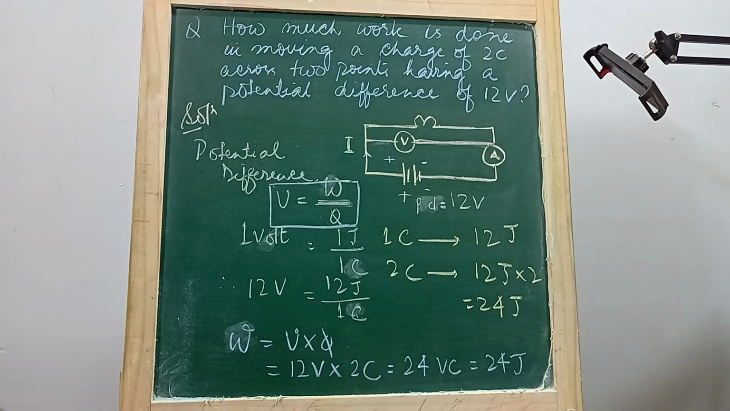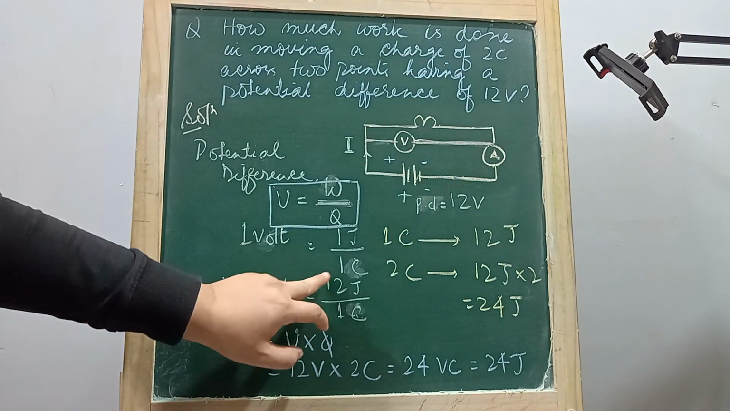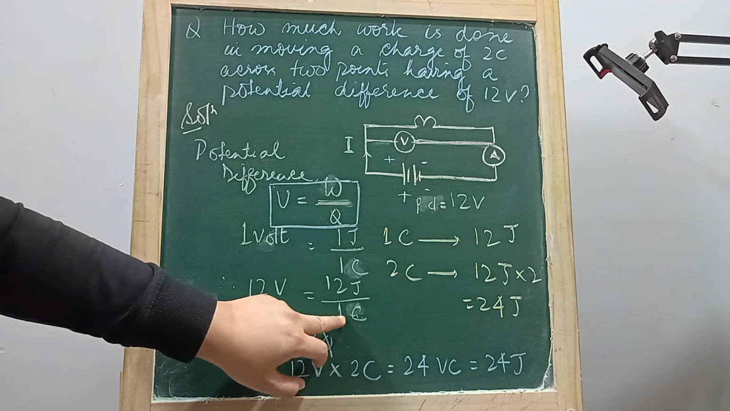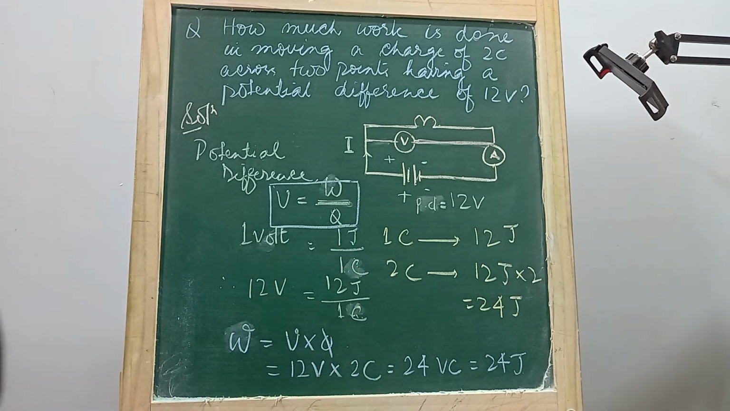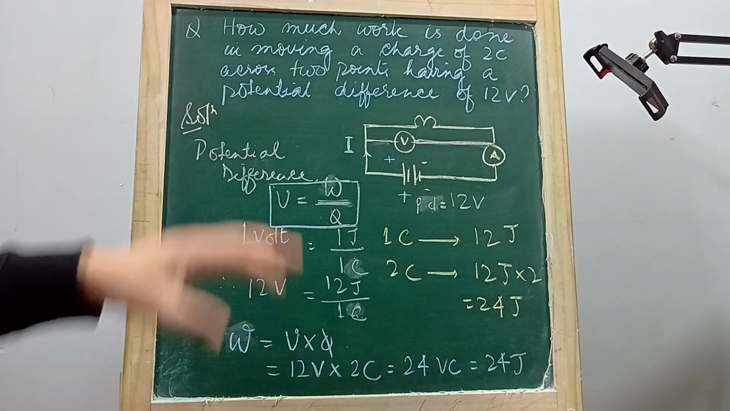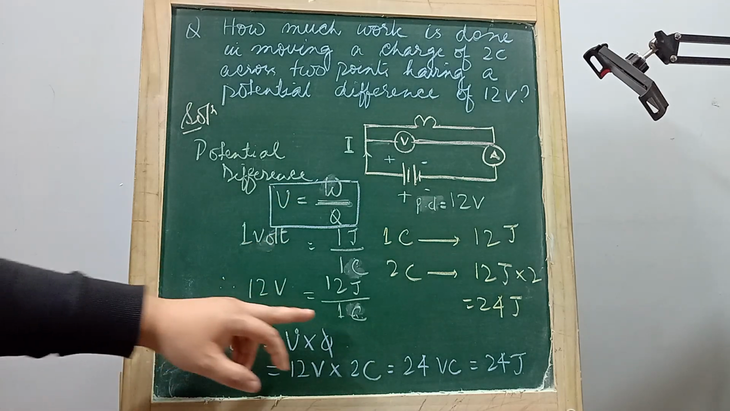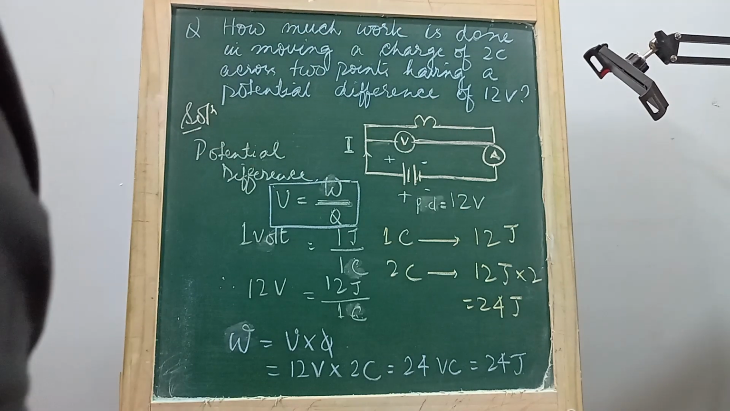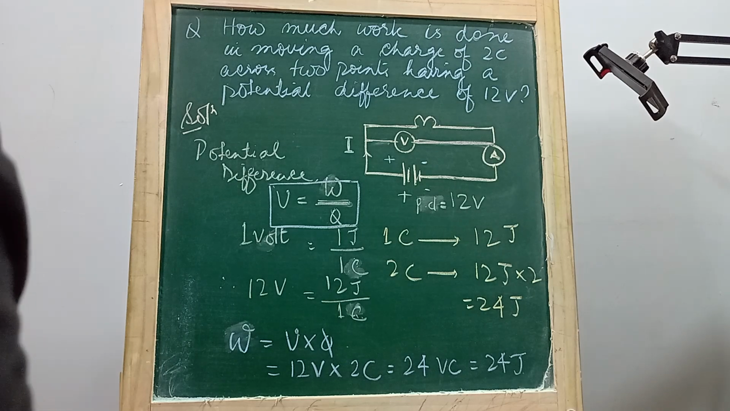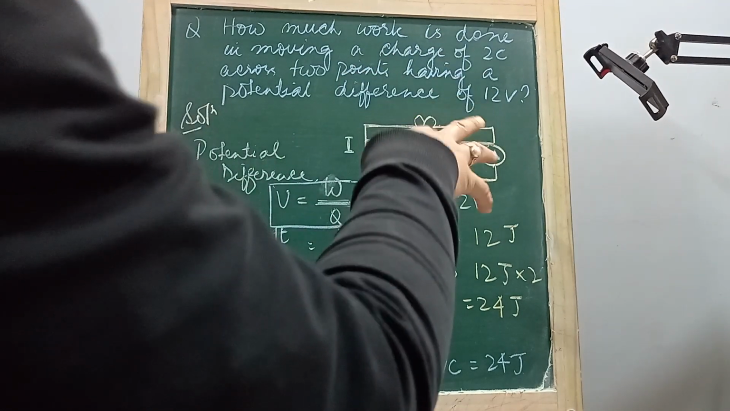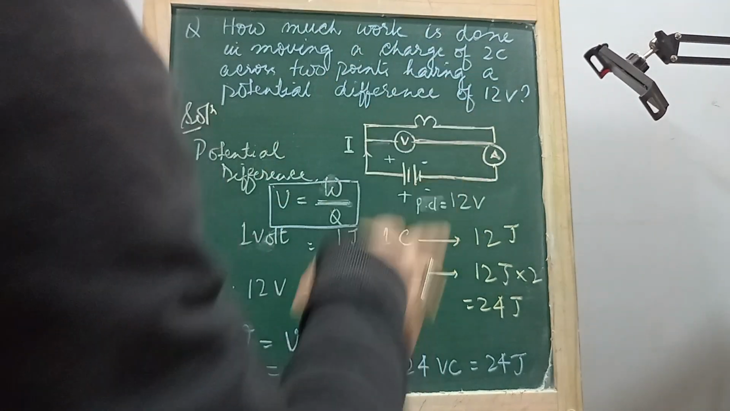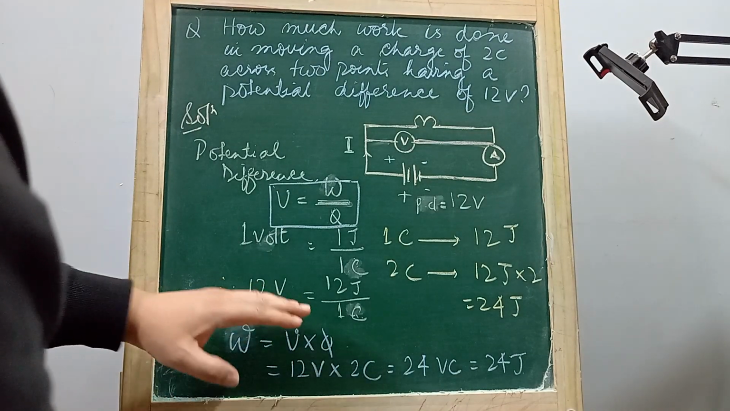So 12 volt means what? It means 12 by 1. That means for every coulomb of charge, 12 joules of energy will be spent. If it is 100 volt, what does it mean? For every coulomb of charge, 100 joules of energy will be spent. That much energy will be given out. So you understand 12 volts.